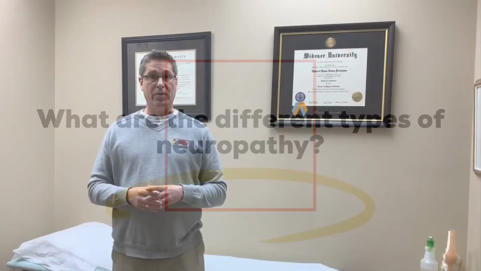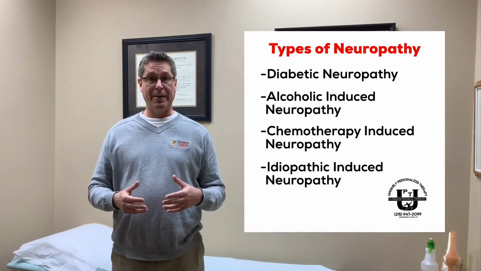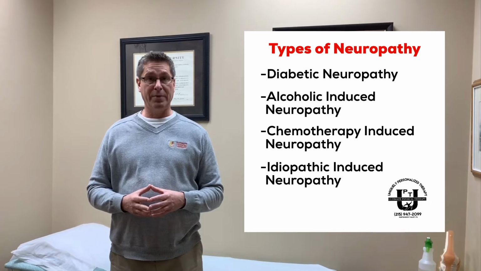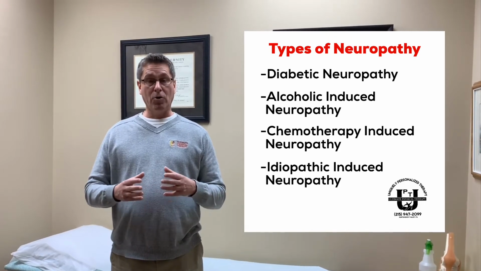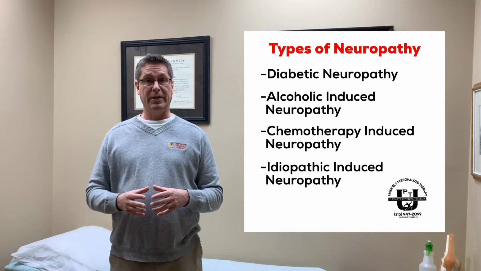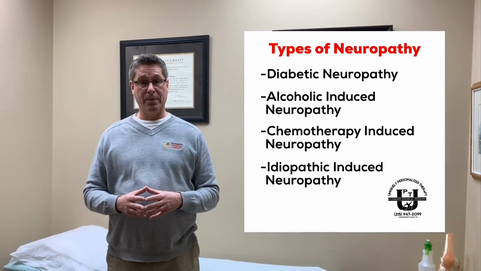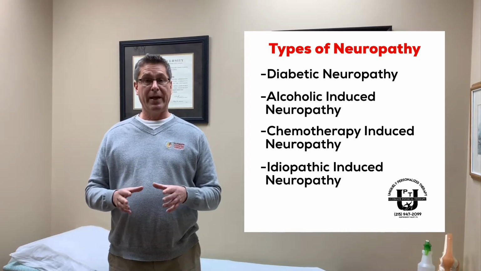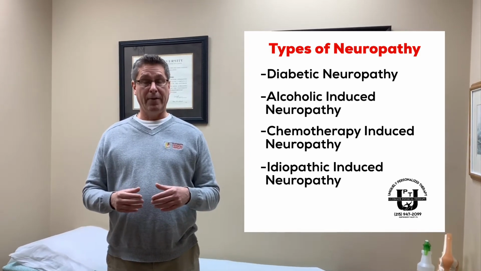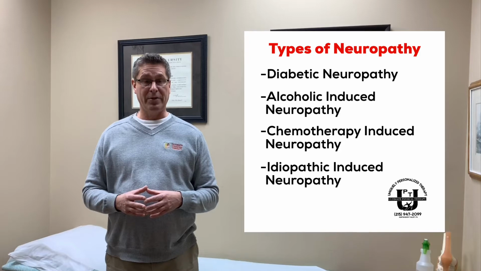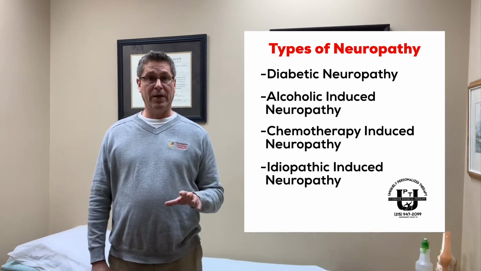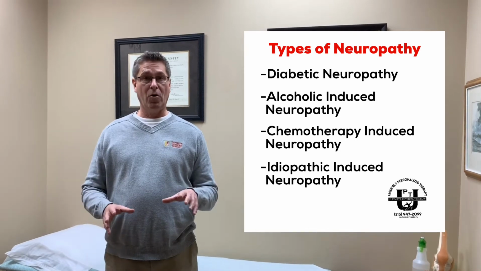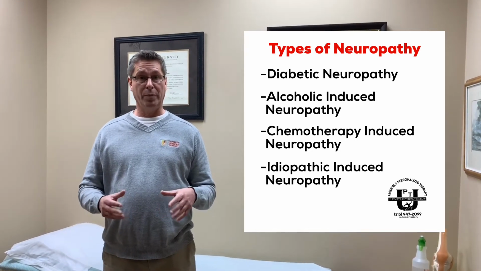There's different types of neuropathies and different ways the nerves can get damaged. You can have damage to the nerve endings from diabetes. That's called a diabetic neuropathy. You can have alcohol abuse, which damages the nerve endings, and then you have an alcoholic-induced neuropathy. Probably the most common one is ones that are side effects from medication, usually chemotherapy, and those are called chemotherapy-induced neuropathies. And then finally, there's a fourth type called idiopathic neuropathies. That just simply means we don't know what the cause is, and usually we see these in older people.